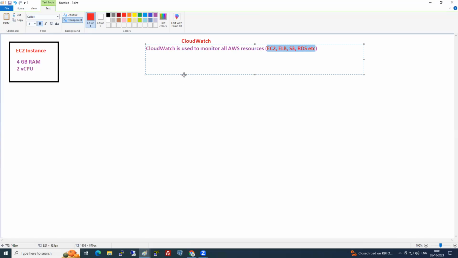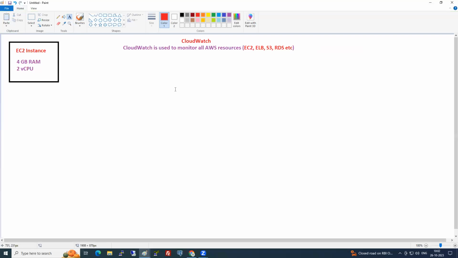Everything it monitors. Okay, now. So let's say, for example, CloudWatch is just a service name. I'll give the best example.